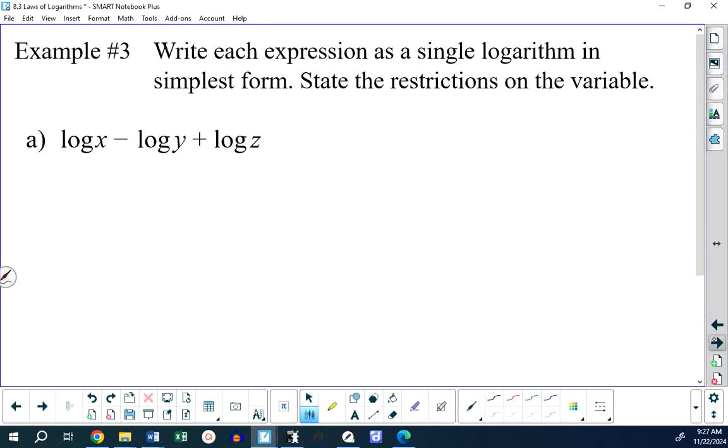So now let's take a look at this next one. Write each expression as a single logarithm and state the restrictions on the variable. Well, this is going to be log of xz over y. Correct?